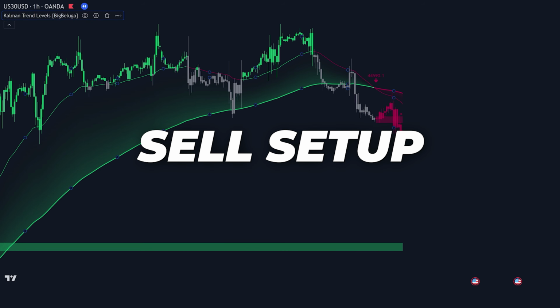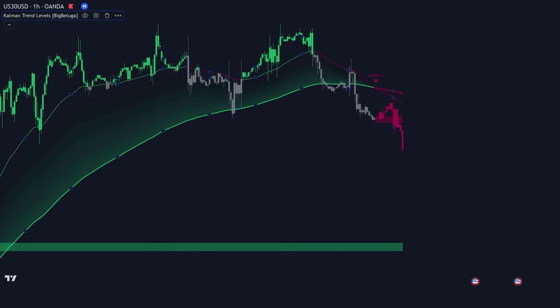Let's take a closer look at this sell trade setup. First, notice the fast Kalman line, the thin line, crossing below the slow Kalman line, the thicker green line. This crossover is a clear signal from the indicator that bearish momentum is starting to dominate. Next, observe how the candles turn red, confirming the downtrend and aligning perfectly with the bearish crossover signal.